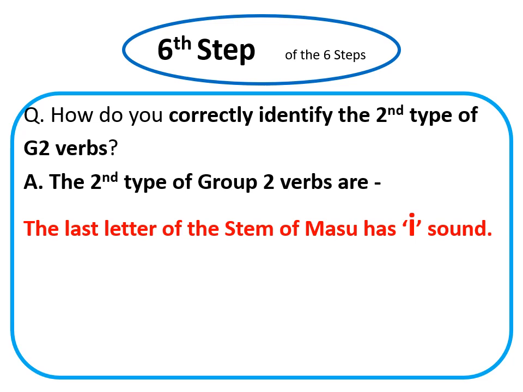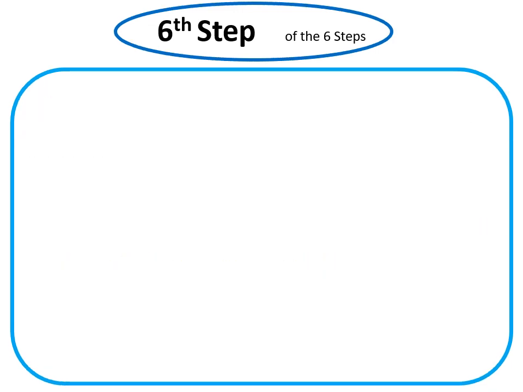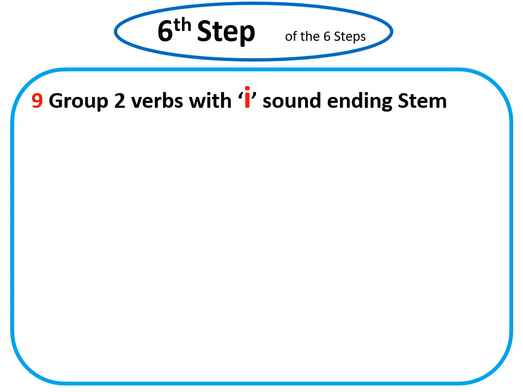So the reason why the second types of group 2 verbs confuse you is because of this. Okay, so let's have a look at the example of the second types of group 2, which has got its ending stem.